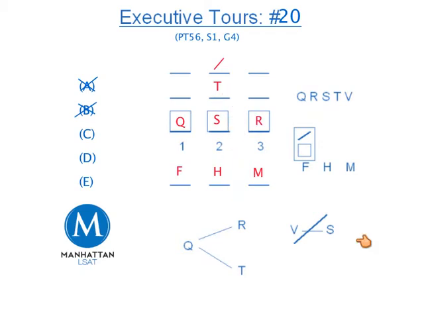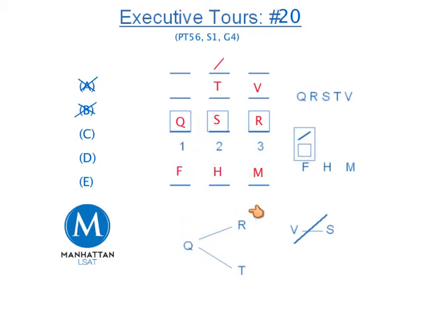So who's left? V, but V cannot go before S. And there's no more room here in the second site visit, so V is going to have to go over here in the third site visit. That was a lot of work, but it looks like we found a hypothetical that shows that answer choice C could be true. There's only one executive assigned to F, and that's Q.